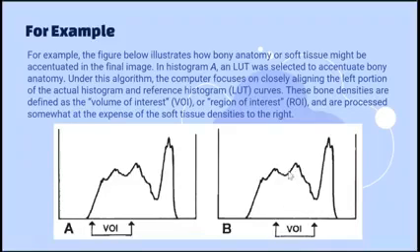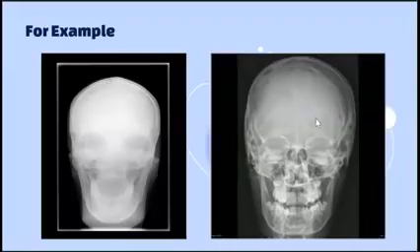But if the LUT of your histogram focuses on this area, which is more on the soft tissue, this is how the image looks. As you can see, compared to this one, the soft tissue areas are more accentuated. The soft tissue is clearer, at the expense of your bony detail, which is sacrificed. So you must prioritize only one. If you go for soft tissue, your bony detail will be sacrificed. If you go for the bony structures, your soft tissues will be sacrificed.